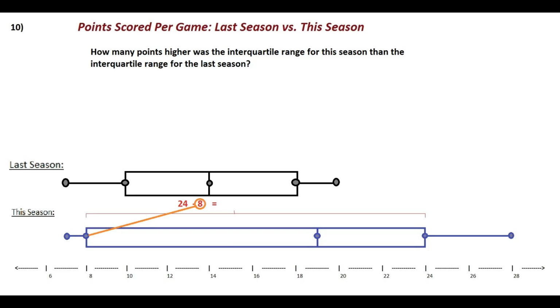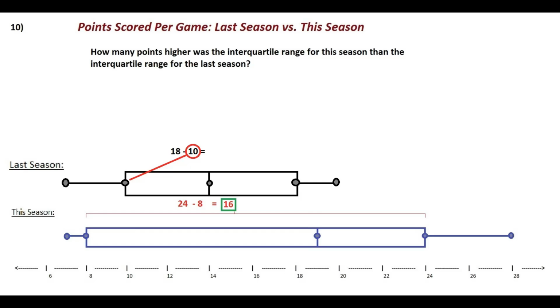So let's start with this season. 8 is our lower quartile right here, okay? Our lower quartile is right here at 8. And 24 is our upper quartile. Remember that interquartile range is the upper quartile minus the lower quartile. That's why that 8 is being subtracted from 24. And the answer is 16. So the interquartile range for this season is 16.